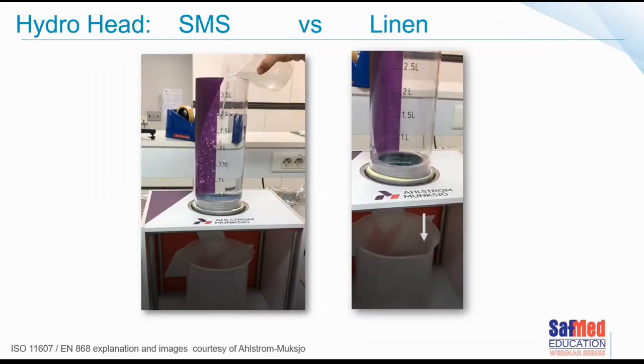So comparing the test, obviously, you can see on the left, the SMS is able to hold an amount of pressure of water for a period of time, whereas standard cotton linen cannot hold that at all.